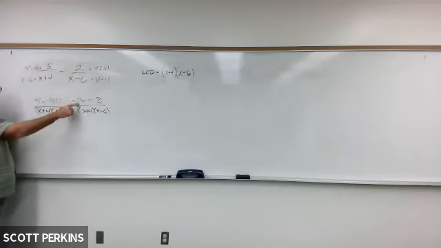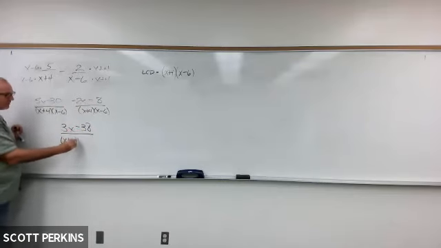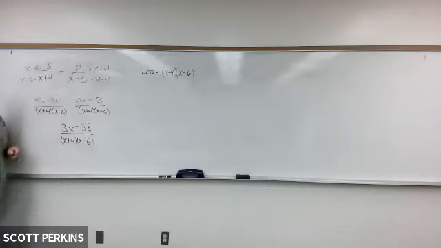So 5x and negative 2x makes 3x. Negative 30 and negative 8 is negative 38. Once again, nothing's going to cancel out of that, so there's no simplifying I have to do. There's my answer.